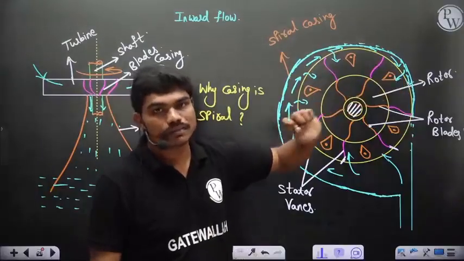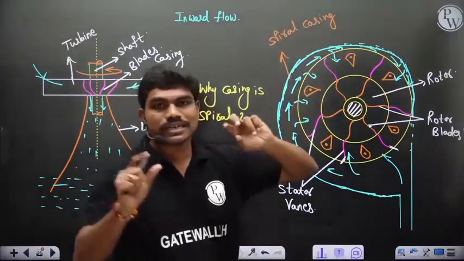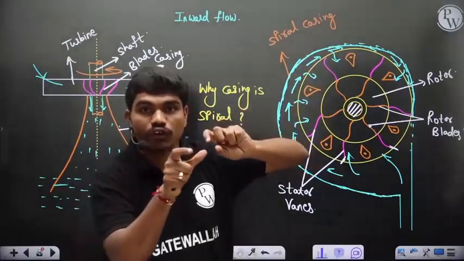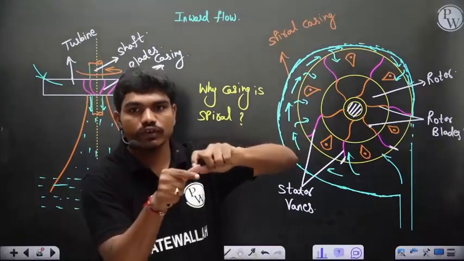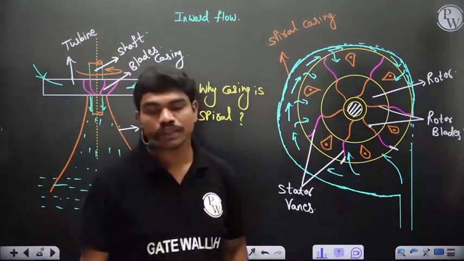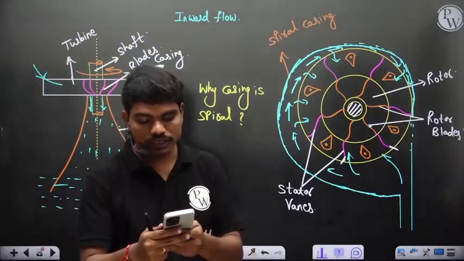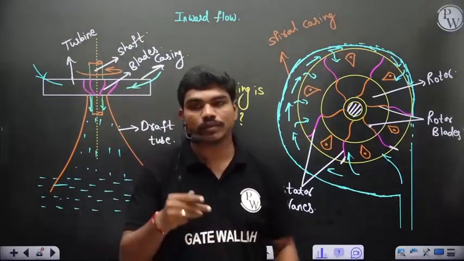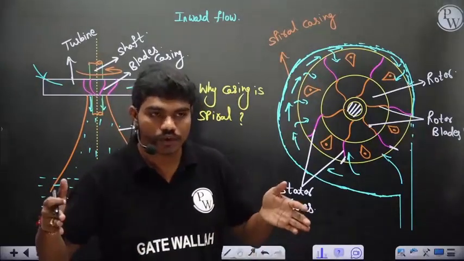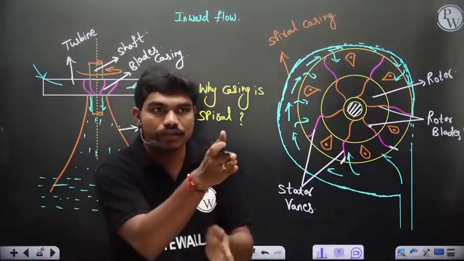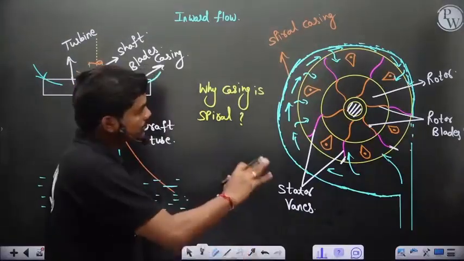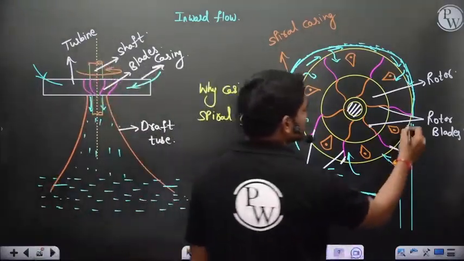So ultimately, we decrease the casing so that the area of cross section of the flow decreases. If the area of cross section decreases, the fluid moves with high velocity. That's the reason for the casing to be spiral, to concentrate the flow, to make the flow area less so that the velocity increases and the fluid just enters it. So this is the casing, the spiral casing again here.